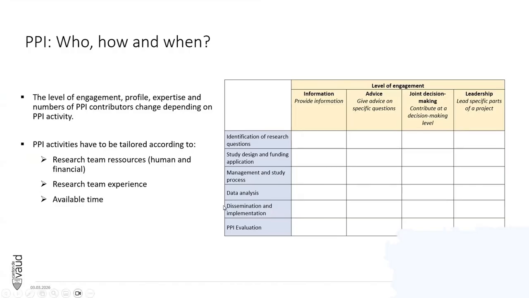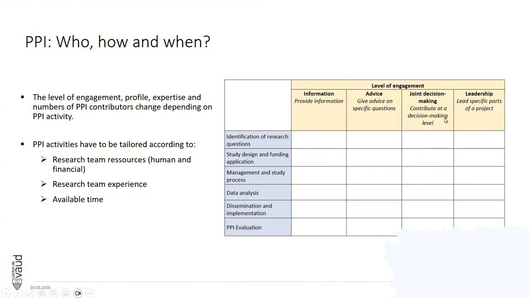And for this, you will have to keep in mind those different steps in your study, and you will have to think about how you would like to include your PPI contributors, meaning what kind of level of engagement you are going to request. Is it an information level? So they are here to provide information about their disease or the treatment they have in order to highlight some specific topic for your study. Would you like to have them as advisors? They give advices on specific questions about your study, your protocol.